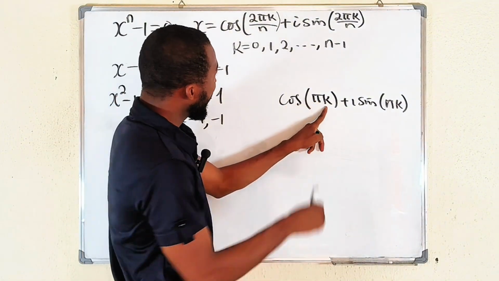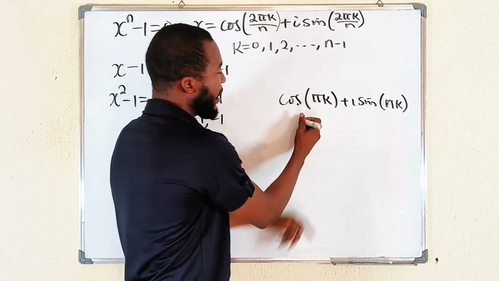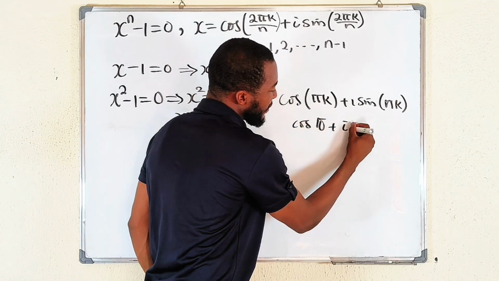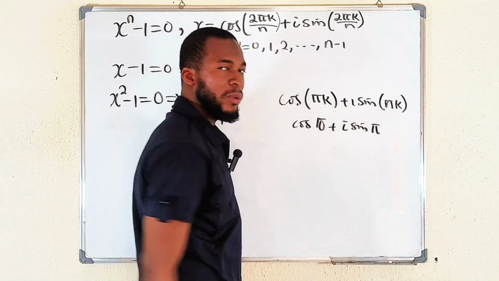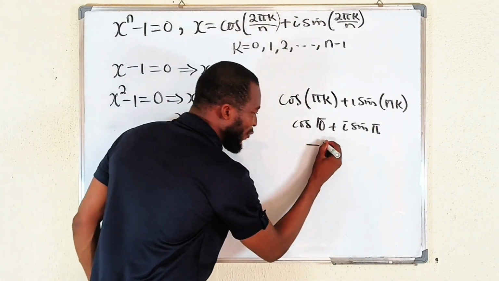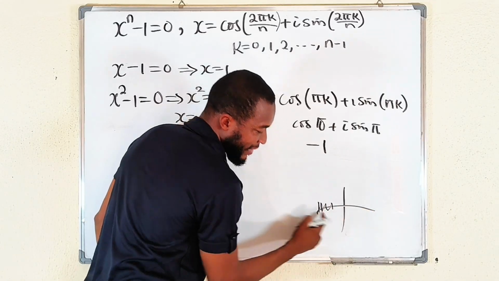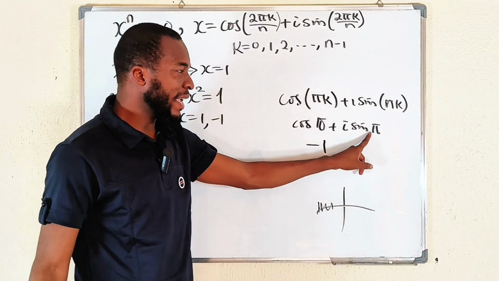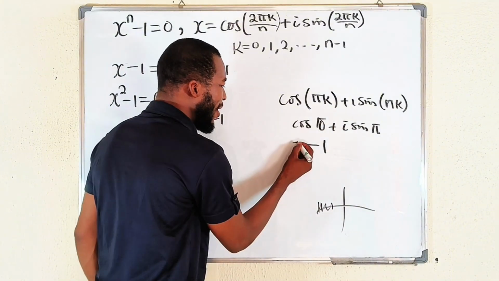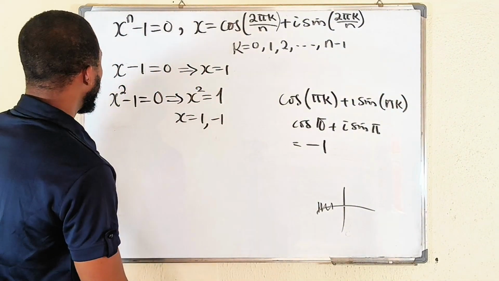But when k is 1, if you multiply, you're going to get only pi. So cosine of pi plus I sine of pi is what we have to evaluate. What is cosine of pi? It is negative 1 indeed. Remember, it is on this axis, negative 1. And sine of pi is 0 times I is 0. So we only have negative 1. This formula is true.